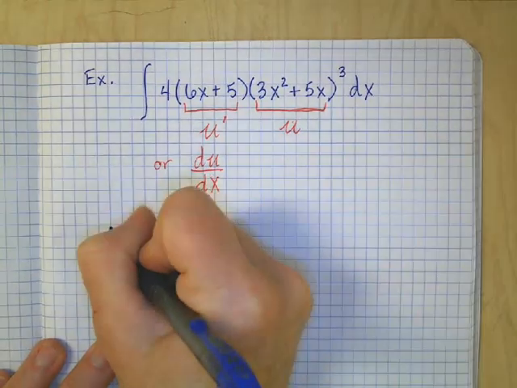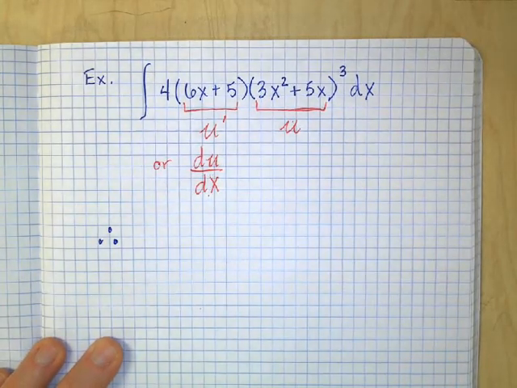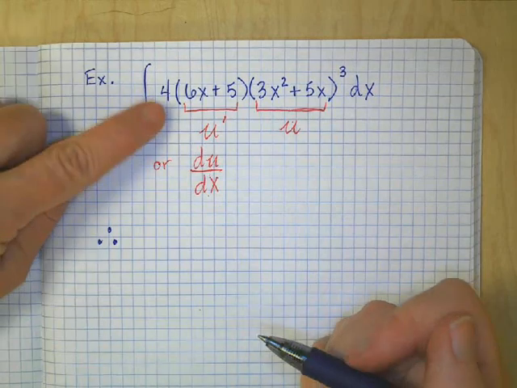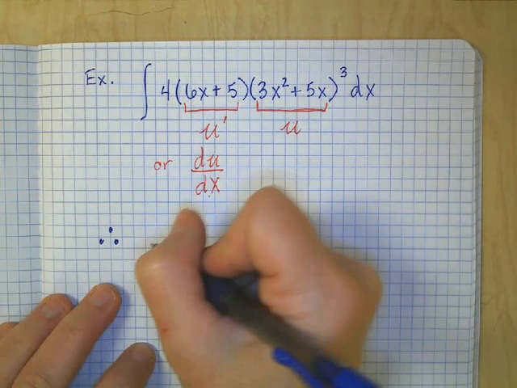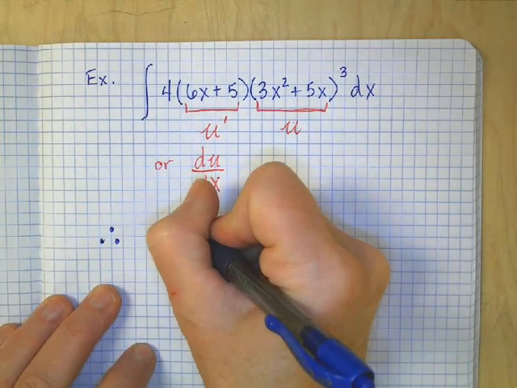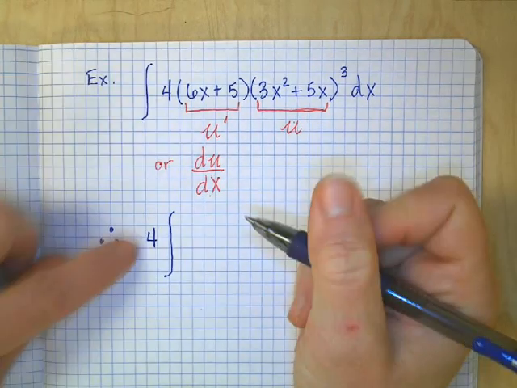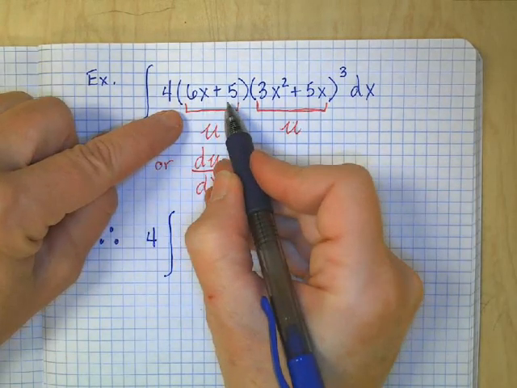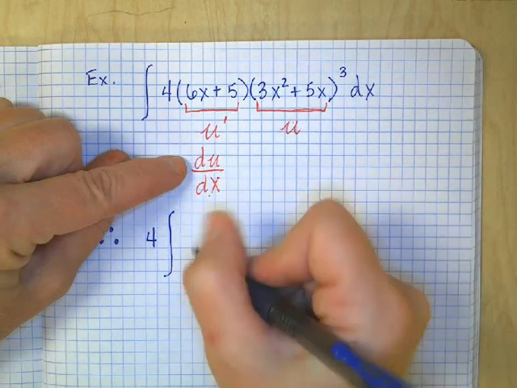This means therefore, those three little dots. Therefore, I could rewrite this. First of all, if I have a constant, I'm just going to keep it. So I'm going to put that on the outside because I'm just going to keep it. So keep my 4. dx plus 5, I'm going to rewrite that. That's u prime. I'm going to rewrite that as du dx.